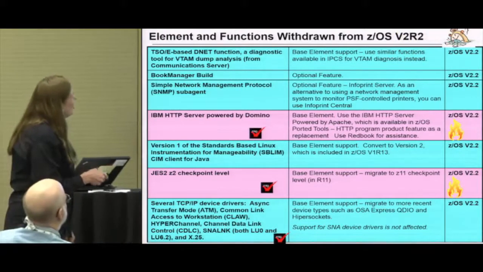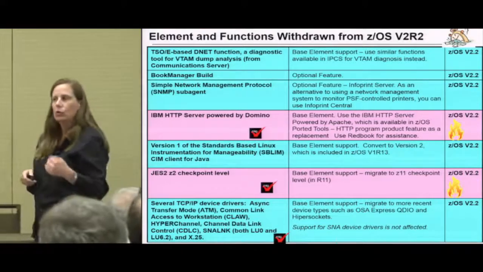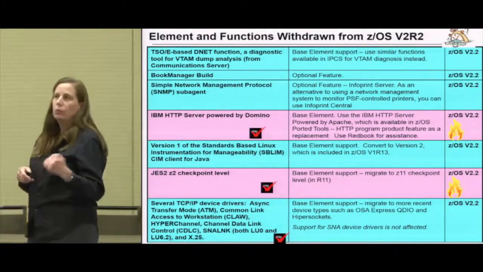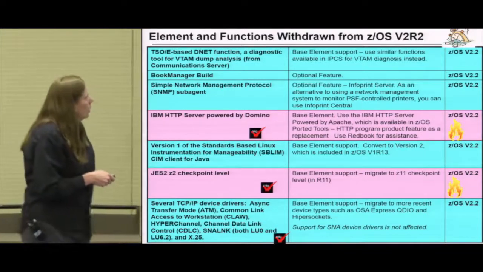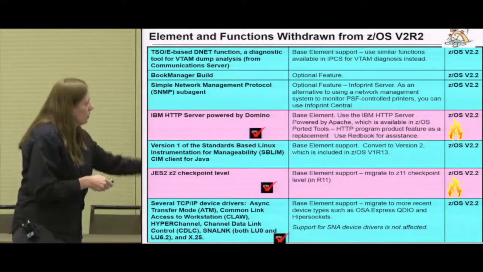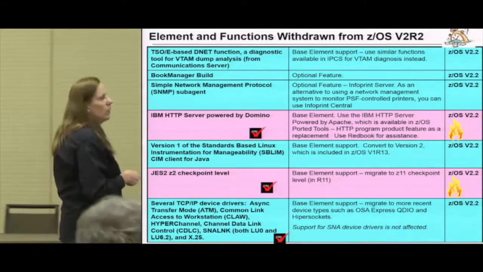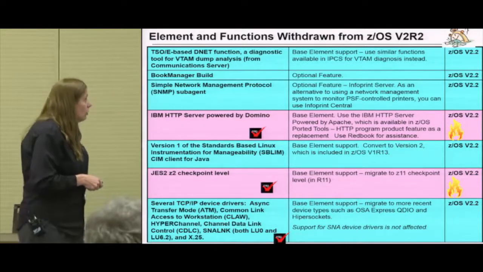Okay, elements and functions that are withdrawn from 2.2. BookManager Build, we did take that off. BookManager Read remains in z/OS. You can still read BookManager books. You just can't create any new ones. So BookManager Build is gone. And this is the sad one that I spent a lot of time on, that I really needed to spend a lot of time on: the Domino IBM HTTP Server removed in 2.2.